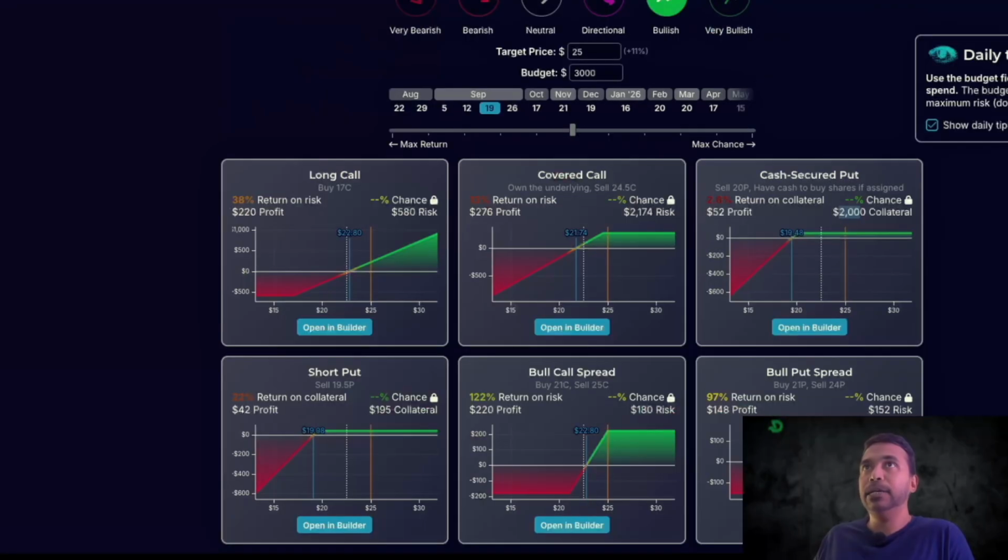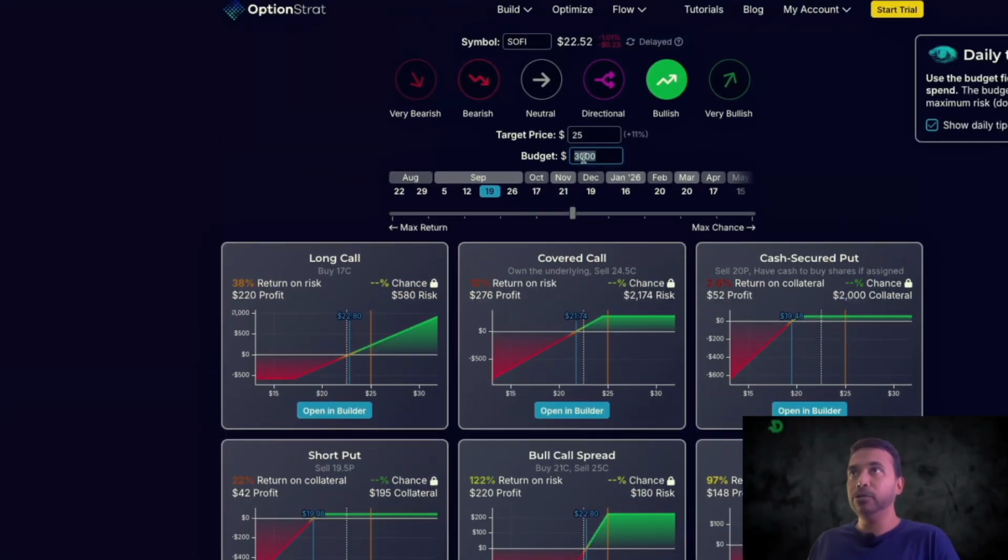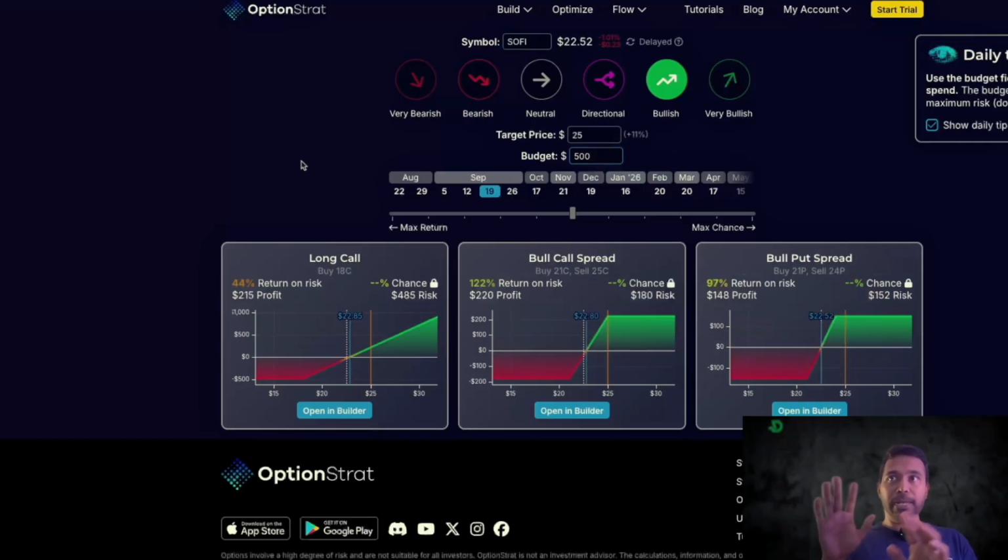Another interesting thing that you can do is here, right? So that was something if you have that budget. If you have a $3,000 budget, you can choose from these strategies. However, let's say you do not have that budget. If I have only a $500 budget, but everything else remains the same, it's going to filter out the strategies that you can play with that $500. So in this case, it tells you that these three strategies are possible with that $500.